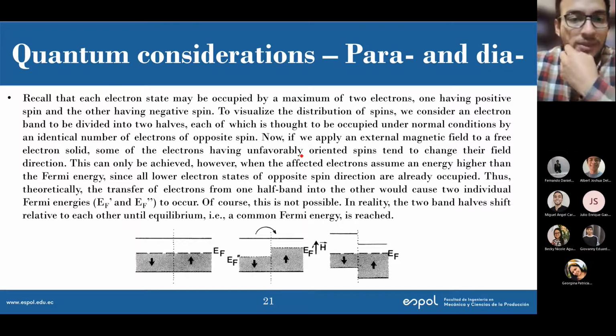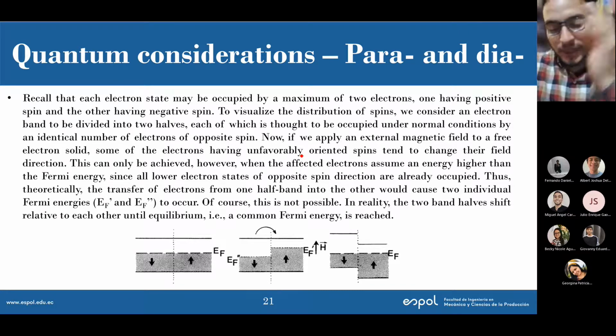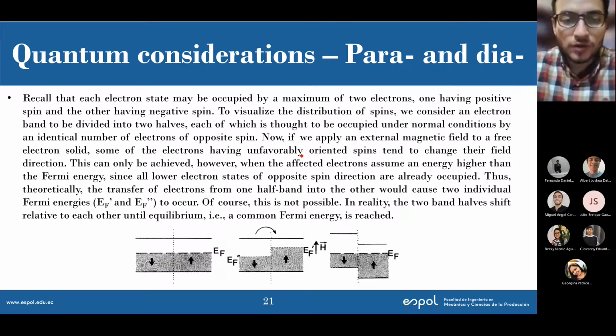So let's compare between para and diamagnetism, right? We just talked about the two theories, both derived by Langevin. So let's see what the applications are, and obviously relate that to quantum mechanics.